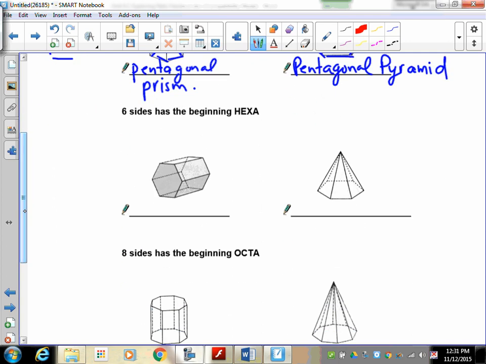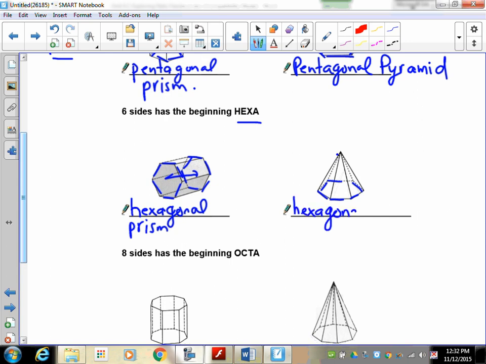The second last one is when you have six. The prefix for the word six is hexa. You'll notice that I've got one, two, three, four, five, six sides there, and one, two, three, four, five, six sides there. They are opposite each other, so this is a prism. So it's a hexagonal prism. If you're having trouble spelling it, think of hexagonal. Okay, and over here the same thing. One, two, three, four, five, six. It's on the base only. There's nothing up here but a point. So this is a hexagonal pyramid.